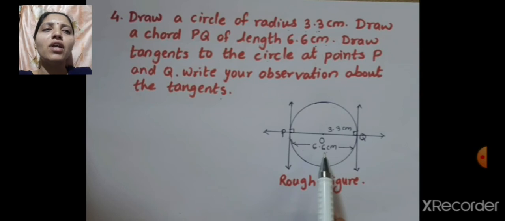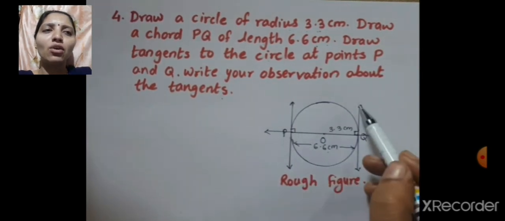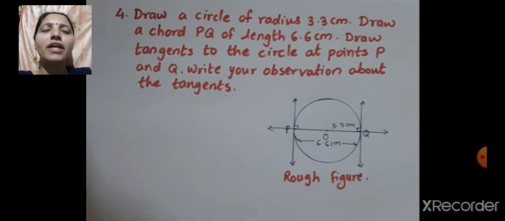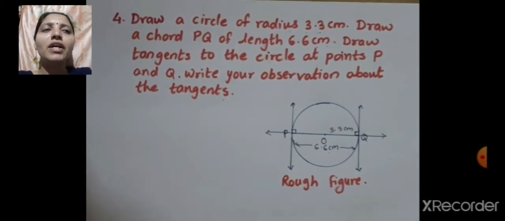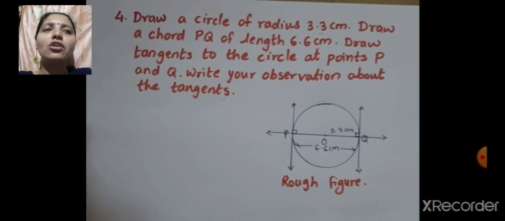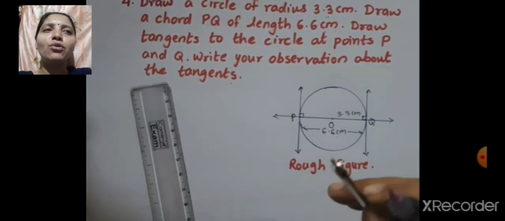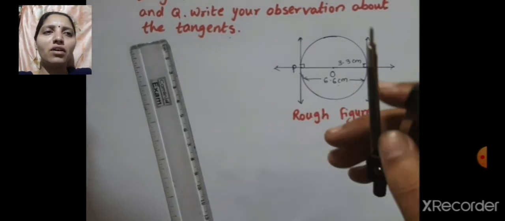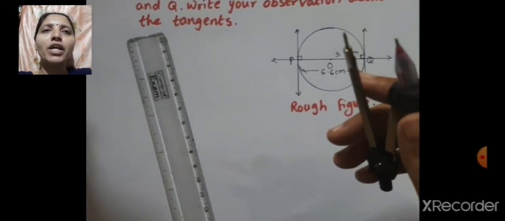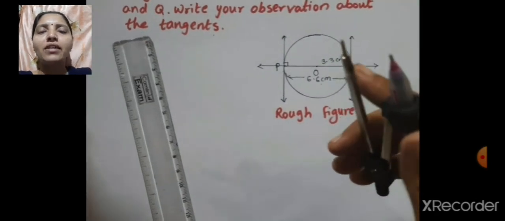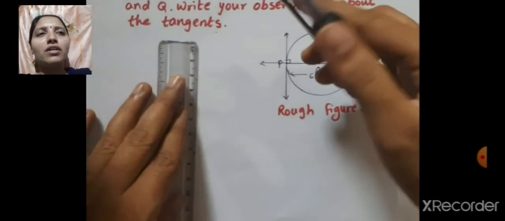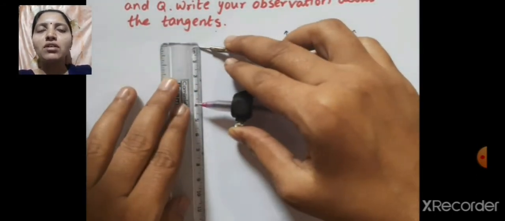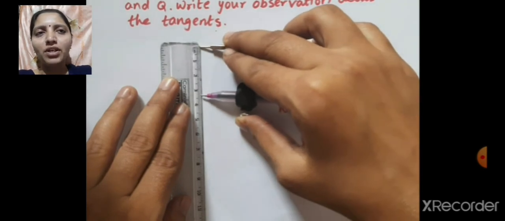Here I have shown a circle with center O, and I have drawn PQ as a chord with length 6.6 centimeters. It is a diameter, and at points P and Q you have to draw the tangents. So let's start with the diagram. Take the compass and set a distance of 3.3 centimeters, because we have to draw a circle of radius 3.3 centimeters.